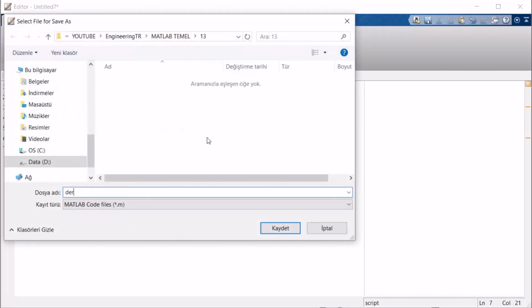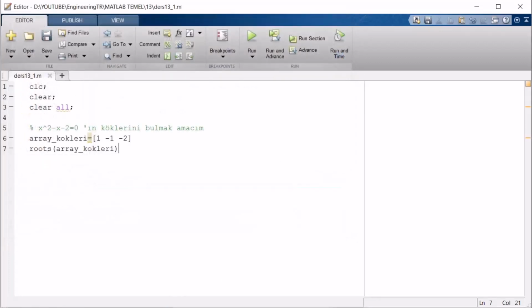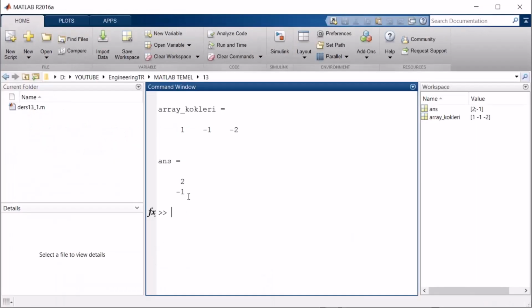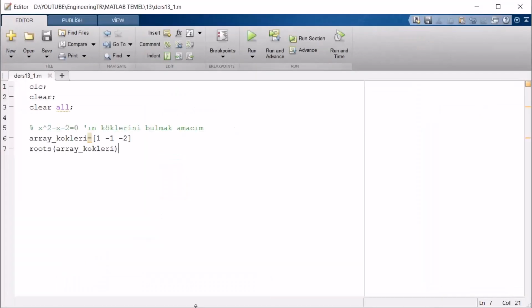What is my expectation from roots? I expect the roots to be 2 and -1. Let's see if it will. Let's give it a name for this. As you can see, we found the roots as 2 and -1, like this, guys, in lesson 13.1.